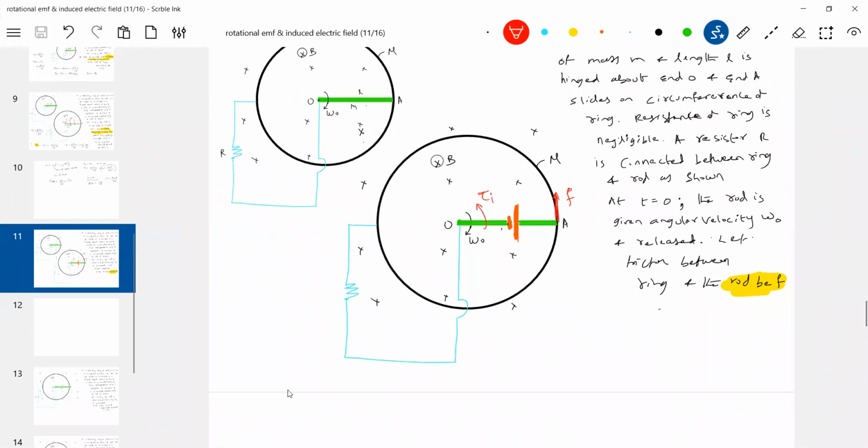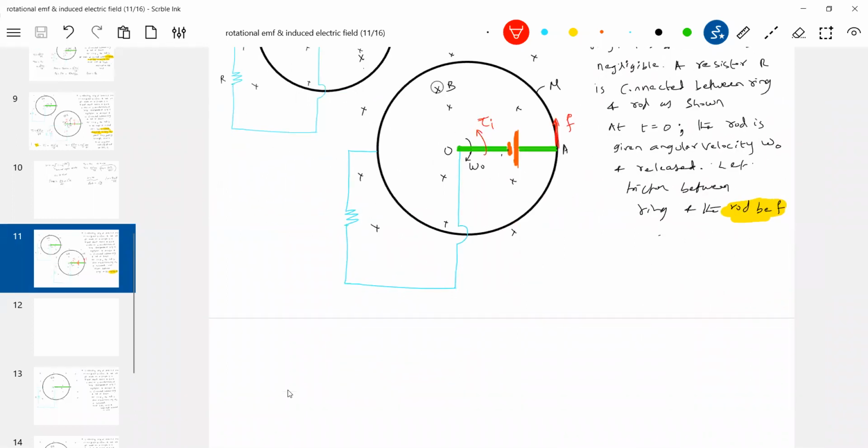I'll scroll down. Let's keep this diagram in mind. What is the net retarding torque? Not only torque due to the induced current, also torque due to friction. So the resultant torque, minus I naught alpha, should be equal to torque due to induced current plus torque due to friction. So this should be minus mL square by 3 d omega by dt equals B square L to the power of 4 omega by 4R plus F into L. Again, solving this, we'll get the required answer.